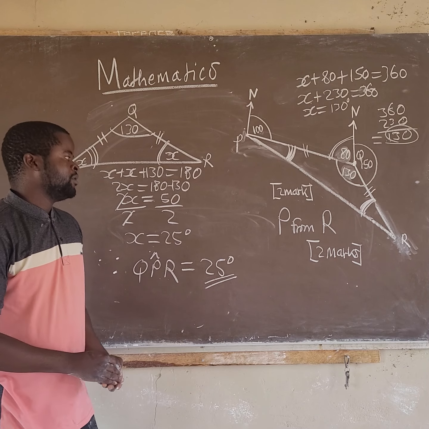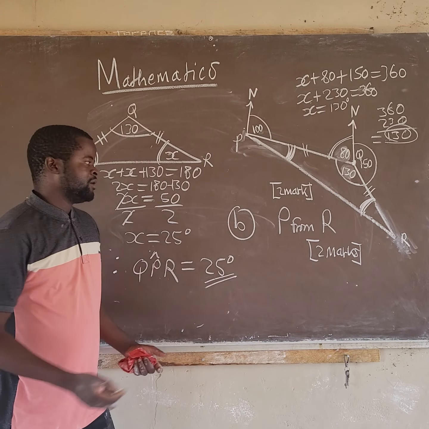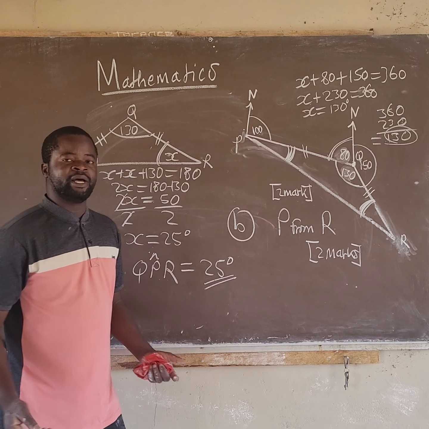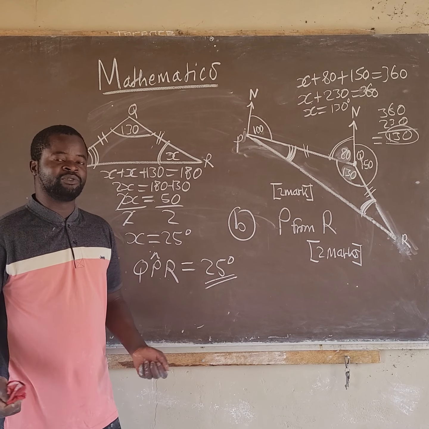Very simple. So now, question B is just asking us to find the bearing of P from R. So, to calculate the bearing of P from R, we need some certain steps that we need to consider.